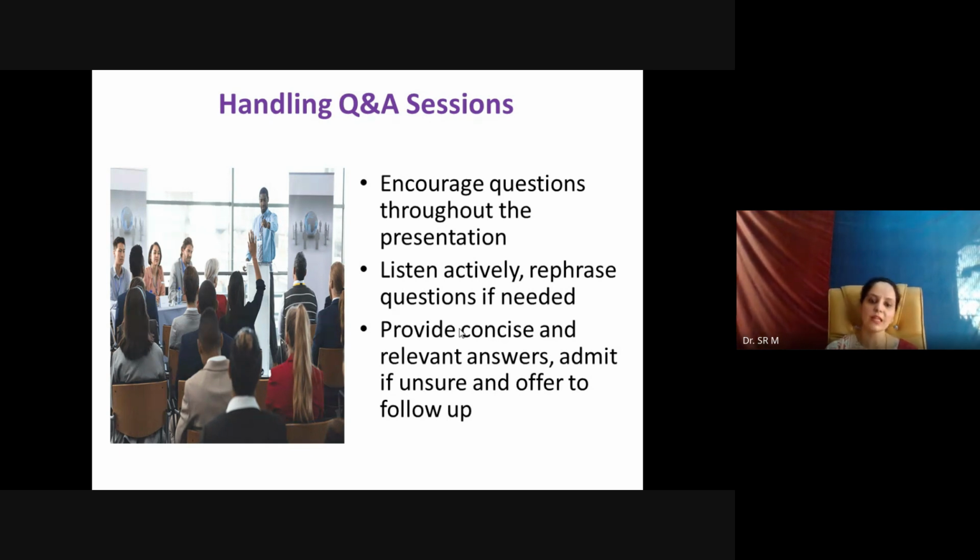Yes. Then listen actively. You can rephrase questions if needed. It means demonstrate active listening. You pay close attention to each and every question that is posed by your students. Try to rephrase, paraphrase the questions. You are trying to ensure there is clarity. Yes, I have understood something. It means you are trying to confirm that you have understood the concept.